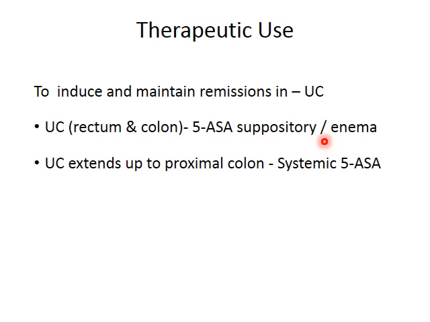in patients with ulcerative colitis, when it is mainly confined to the rectum and colon. At that time, sulfasalazine is given as a suppository or an enema. But if it is extended up to the proximal colon, then only an enema or suppository is not sufficient. At that time, you have to administer a systemic steroid, or systemic, orally administered 5-aminosalicylic acid. This produces a more beneficial effect.